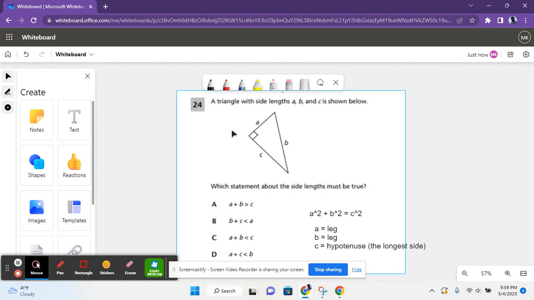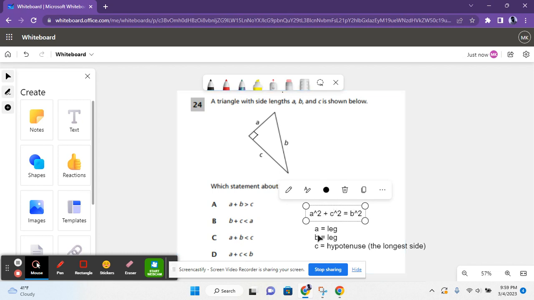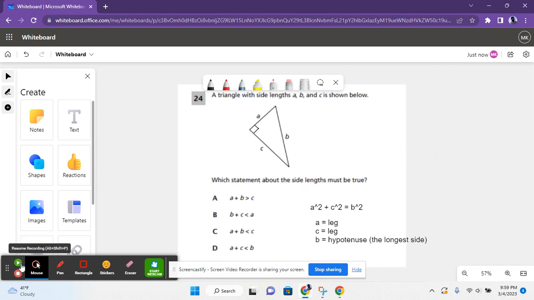However, in this triangle, the side lengths are different. So here, instead of a and b being the legs and c being the hypotenuse, we have a and c being the legs and b being the hypotenuse. So let me just replace that. And if you add the hypotenuse and one of the legs, the sum will be greater than the other leg. Therefore, a is the answer. A plus b is greater than c.